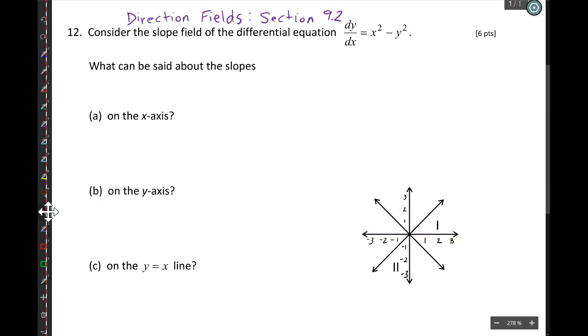It's also good to look at the line y equals x and the line y equals negative x, and then to also look at the regions in between all of these. We're going to be looking at regions 1 and 2 here.